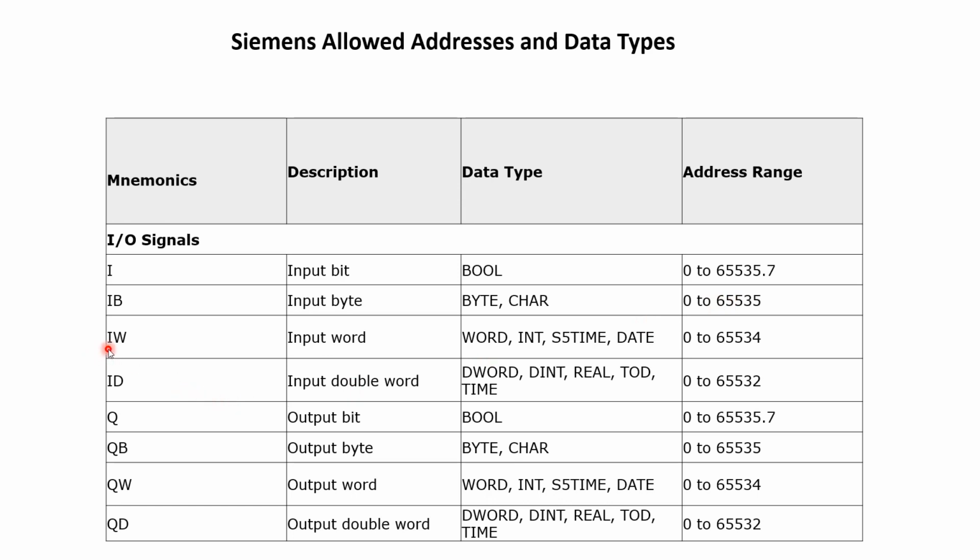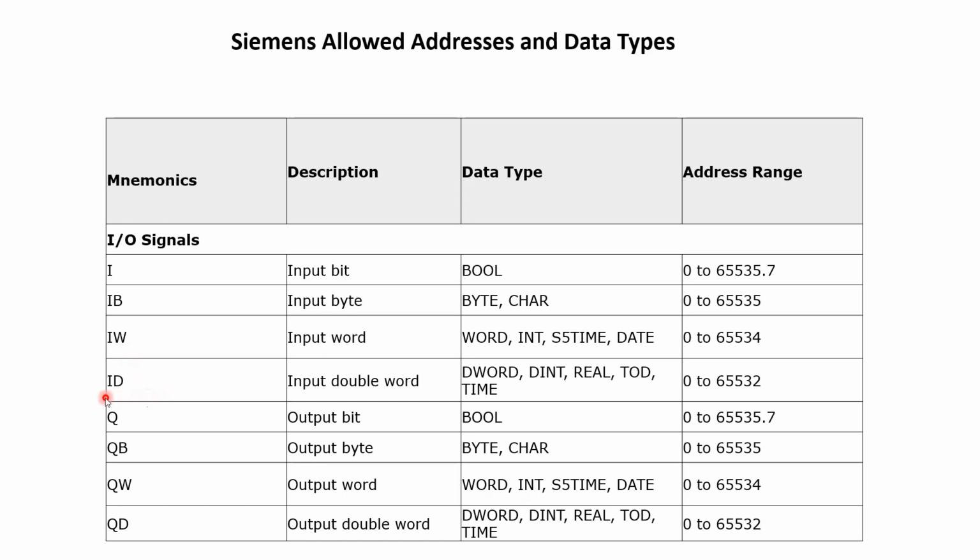IW is an input word. Input word, data type is word. It can be an integer, S5 time, date. That is your range for this particular signal. Remember, a word is made up of 2 bytes, which gives it 16 bits.